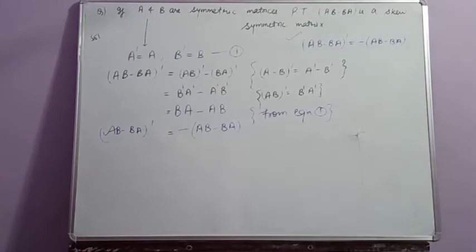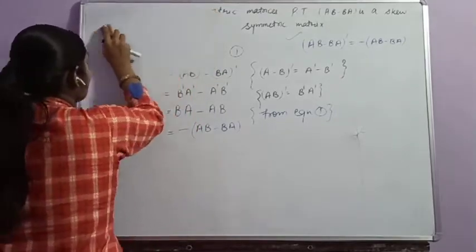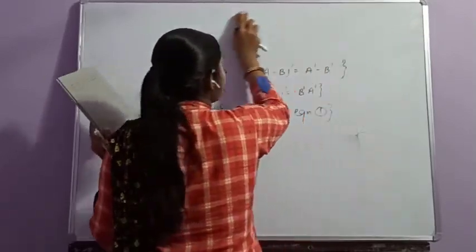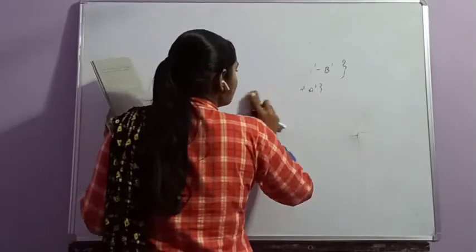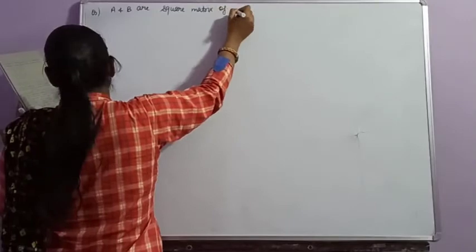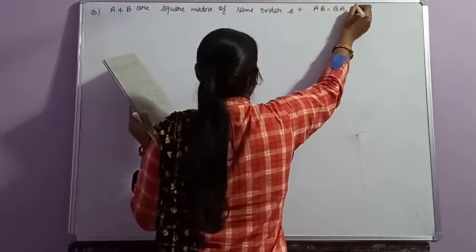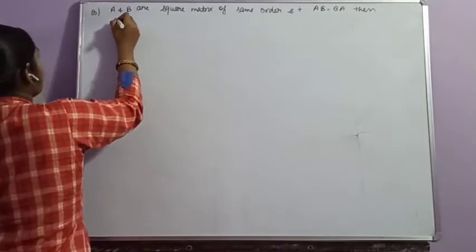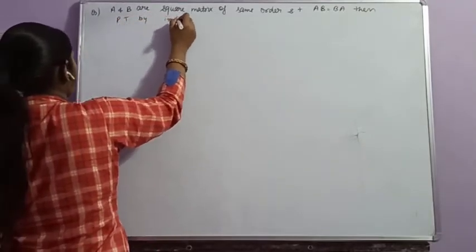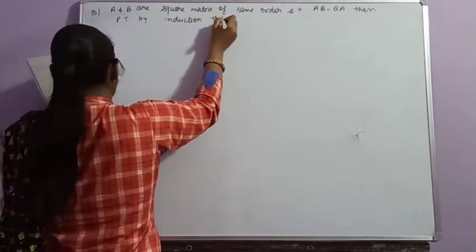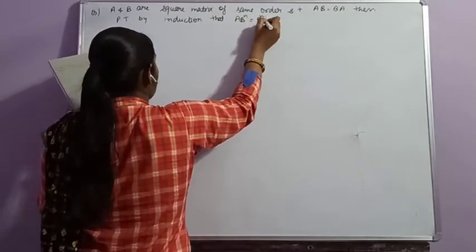Clear? Next is: if A and B are square matrices of the same order such that AB is equal to BA, then prove by induction, that is the principle of mathematical induction, that AB raised to the power n is equal to B raised to the power n into A.